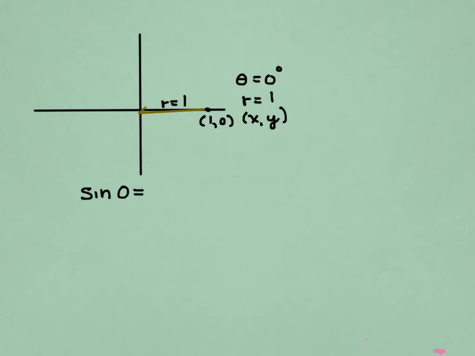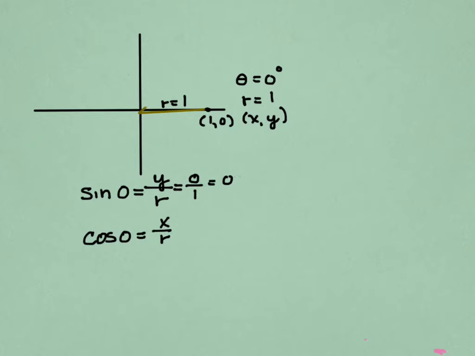So now we know that the sine of 0 is y over r, from our previous videos. If I substitute 0 for y and 1 for r, that's equal to 0. Remember, when you have 0 in the numerator and a number in the denominator, the value is 0. On the other hand, if you have a number in the numerator and 0 in the denominator, that's undefined because we cannot divide by 0.